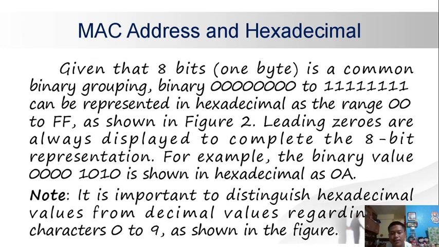Given the 8 bits, 1 byte is a common binary grouping. Binary 00000000 to 11111111 can be represented in hexadecimal as the range 00 to FF. As shown in figure 2, leading zeros are always displayed to complete the 8-bit representation. For example, the binary value 0000 1010 is shown in hexadecimal as 0A. Note, it is important to distinguish hexadecimal values from decimal values regarding the characters 0 to 9, as shown in the figure.